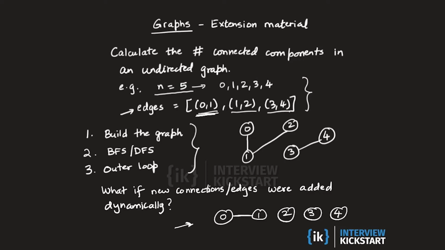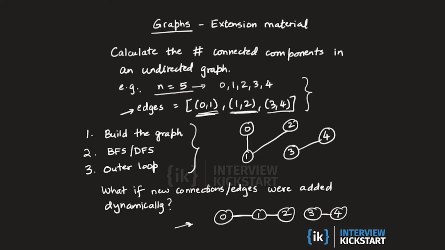But suppose this new edge comes in, linking 0 and 1 together. How many connected components do we have now? Well, we have 4 connected components. Then we see the next edge, it comes in after some time, linking 1 and 2 together. How many connected components do we have now? Well, we have 3 connected components. Then another edge comes in, linking 3 and 4 together, and that makes our connected components 2 in number. So our connected components are coming down.